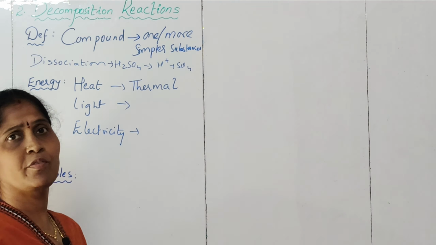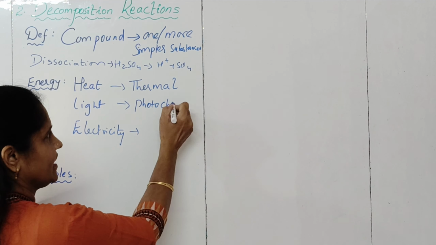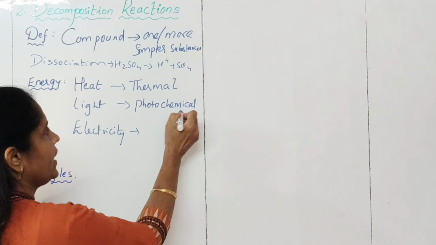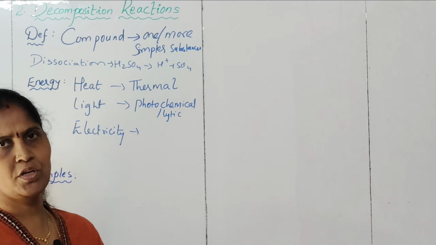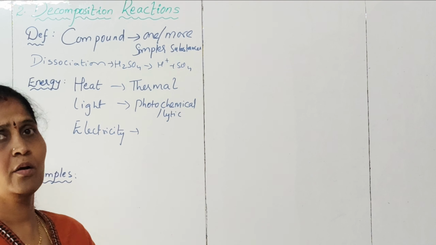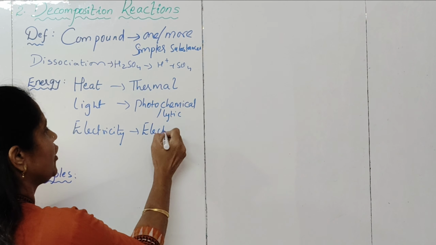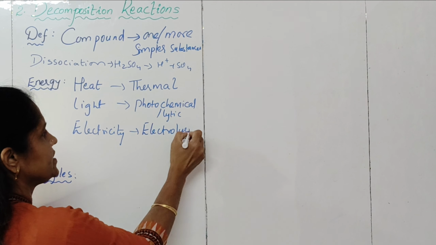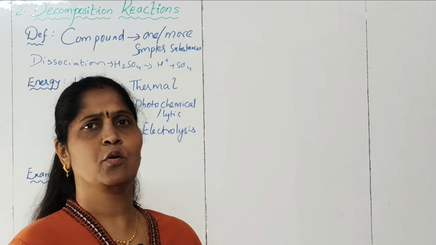If light is the source of energy, then they are called photochemical or photolytic decomposition reactions. Talking about electricity, if electricity is the source of energy for the decomposition reaction, then it is called electrolytic decomposition, or simply electrolysis.